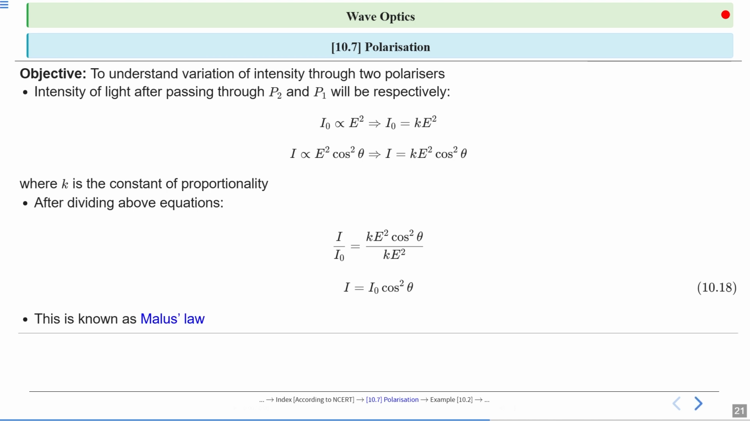This relationship is known as Malus law. It's a fundamental principle in optics that describes how light intensity varies with the angle between the light's initial polarization and the polarizer's axis.